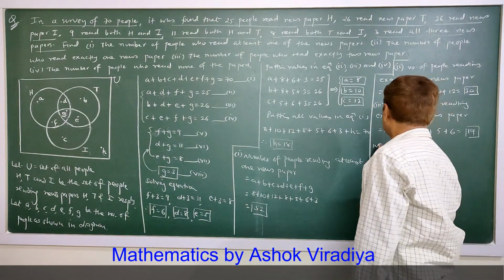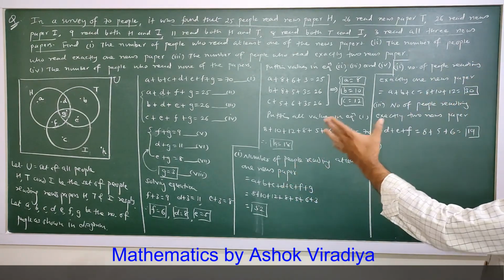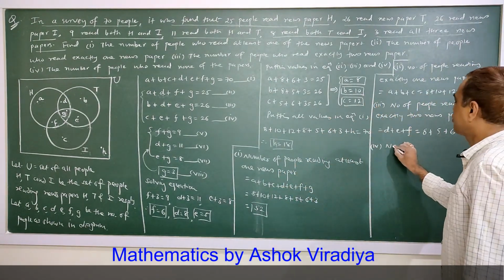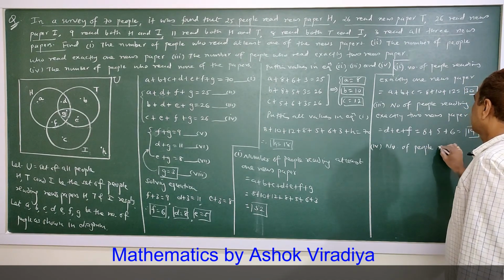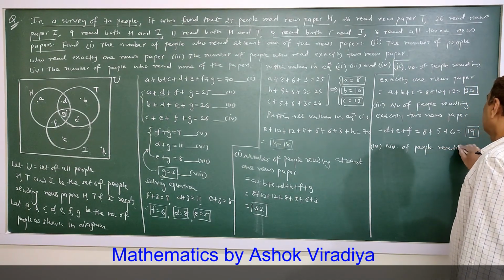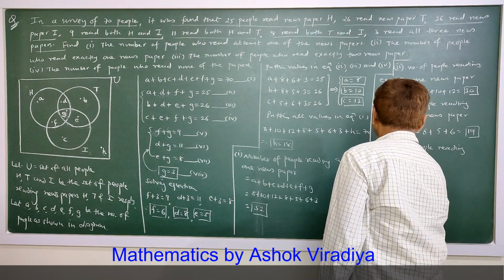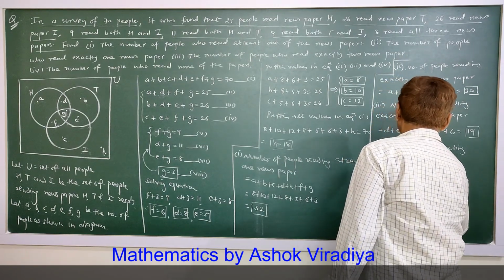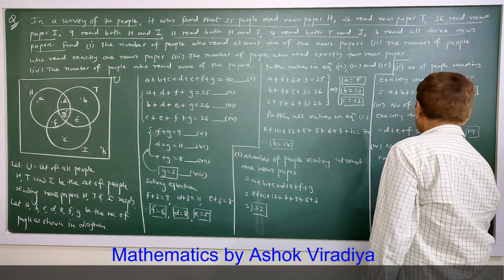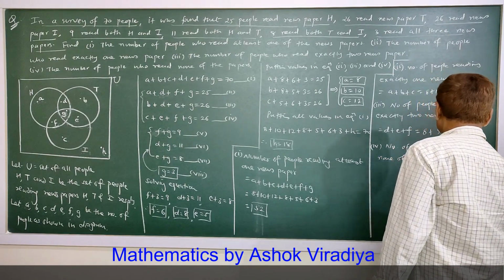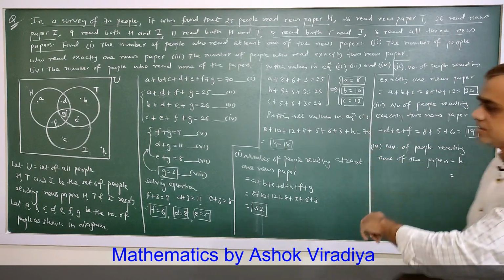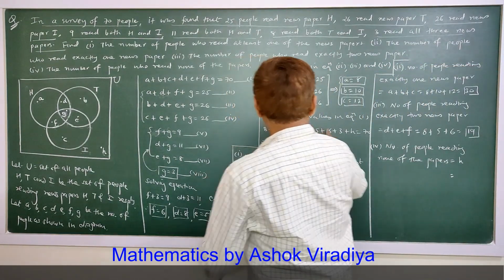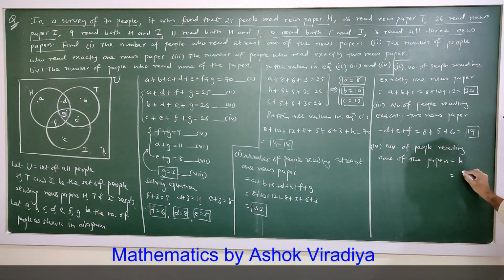Then, people who read none of the papers. The number of people reading none of the papers is H, and H we have found is 18. So 18 people read none of the papers.